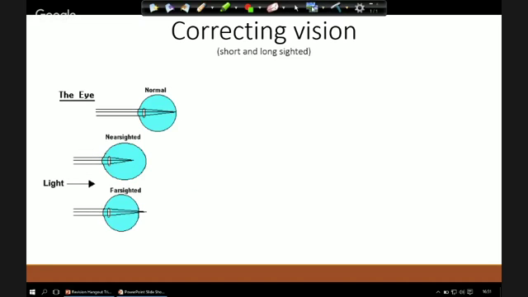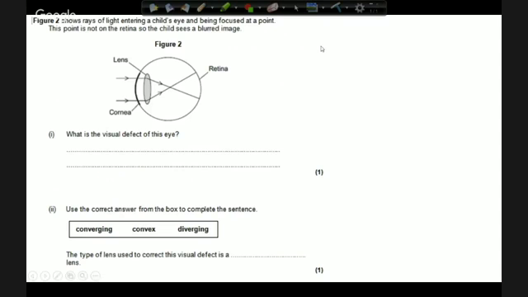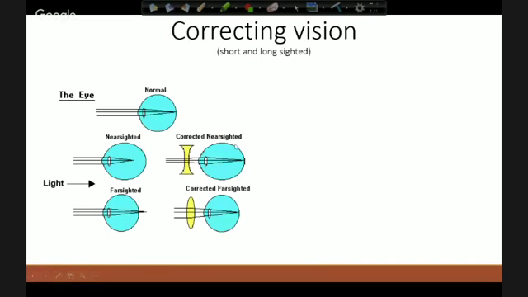Now, just to prove that, here we've got our corrections. You see that this type of lens has spread the rays out a little bit before they enter, so that they can focus perfectly on the back of the eye. Again, with these ones, these will bring them together so that they can focus, again, perfectly on the back of the eye.